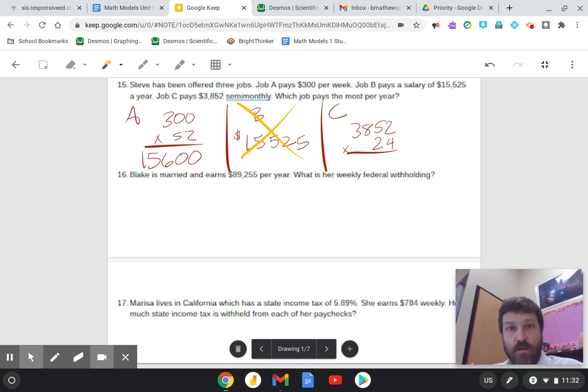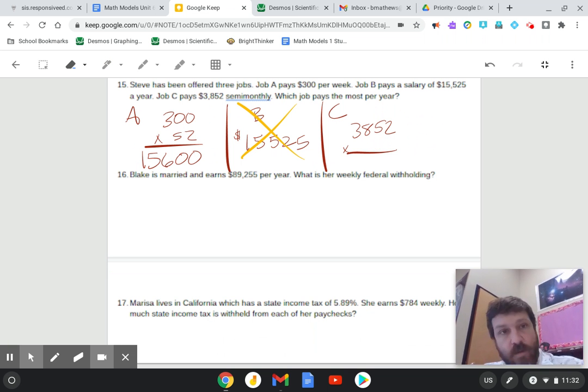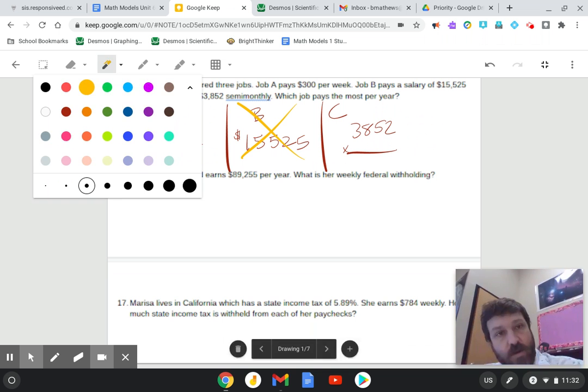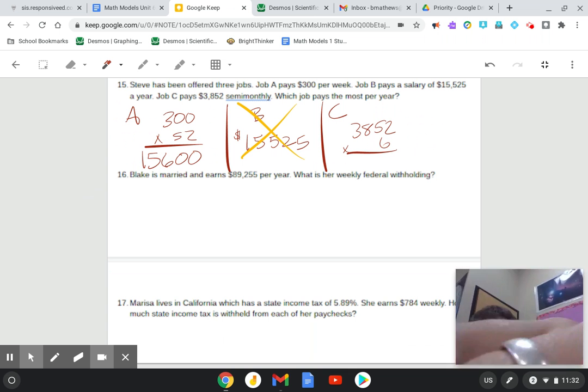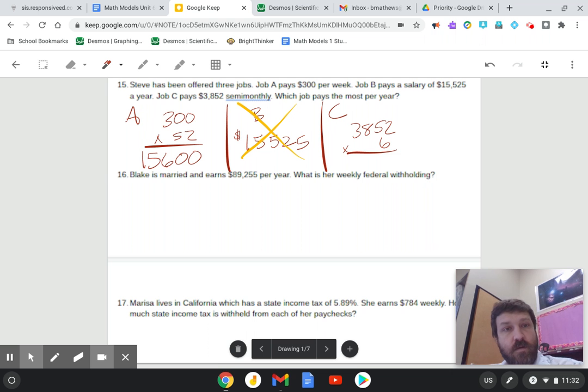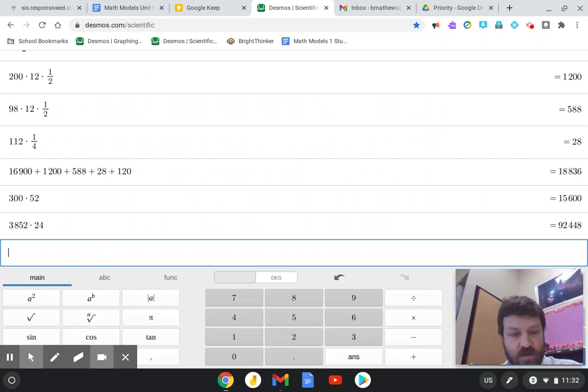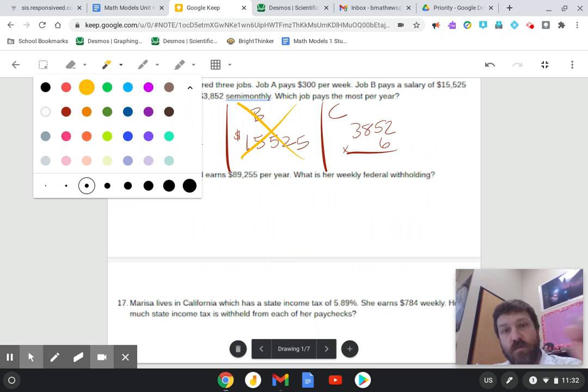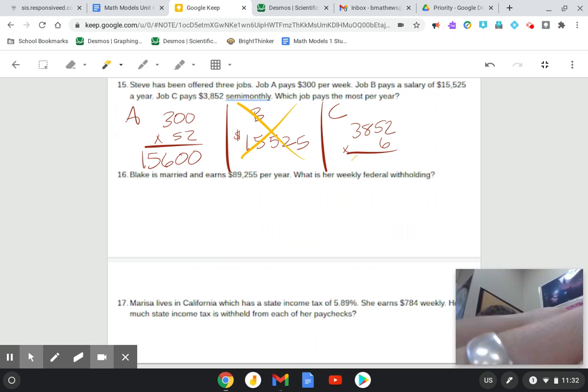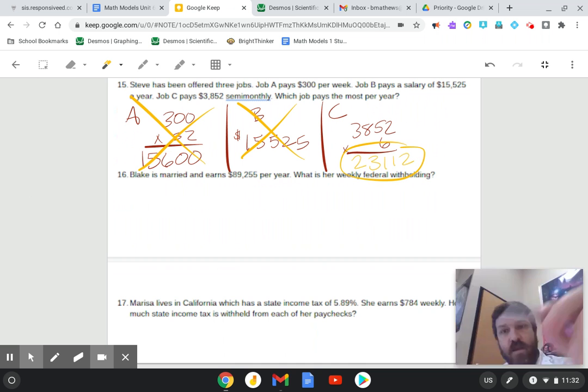C is 3,852 times 24, and that is way more. Oh, semi-monthly. Oh, that's going to be every other month, so I did that wrong. See, I make mistakes. Semi-monthly means that it's going to be 6 times every other month. So we have to do that differently. 3,852 times 6, 23,112. So clearly that is our winner, job C.